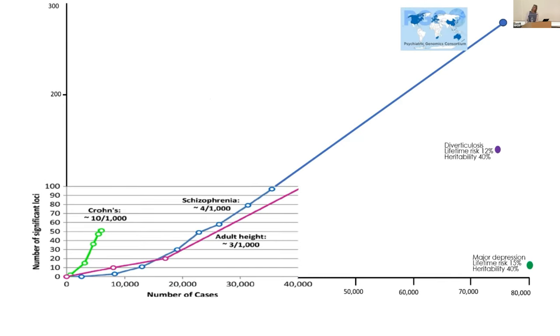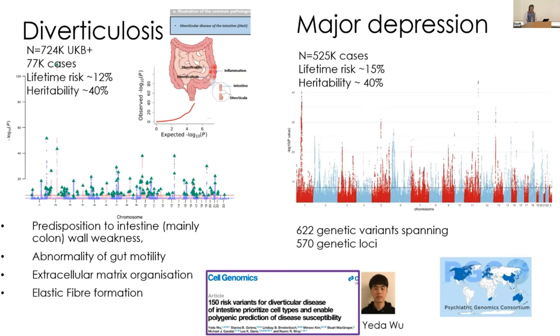So taking this forward now, comparing two disorders, one of the brain and one of the gut, now common disorders. I've extended this plot a bit on the X and the Y axis. Again, contrasting these two disorders, which are similarly common in the population, 12% for diverticulosis, 15% for major depression, with similar heritabilities, but again a much smaller number of cases were needed to identify a large number of variants.